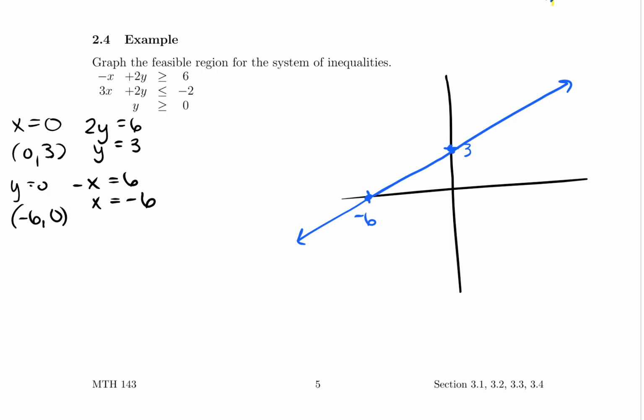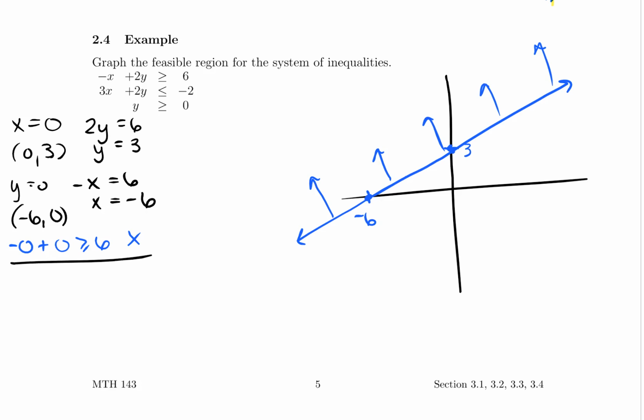Since we're here, let's go ahead and test a point. I'm going to test the origin since (0, 0) is not on the line. So I have negative 0 plus 0 greater than or equal to 6, and that is false. So our solution set will be pointing away from the origin for this blue line, so anything on the other side of the line that's away from the origin.